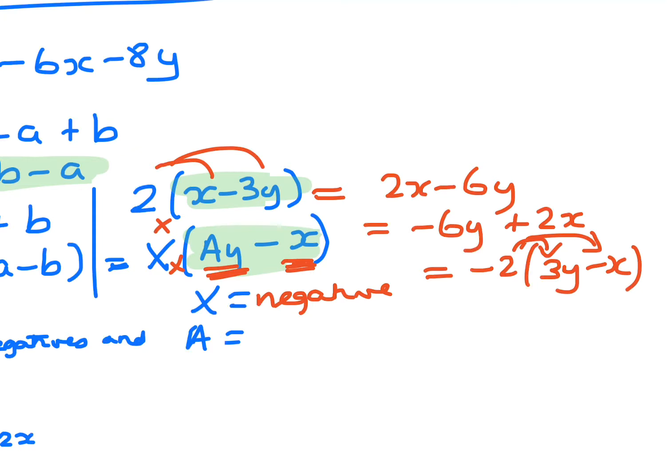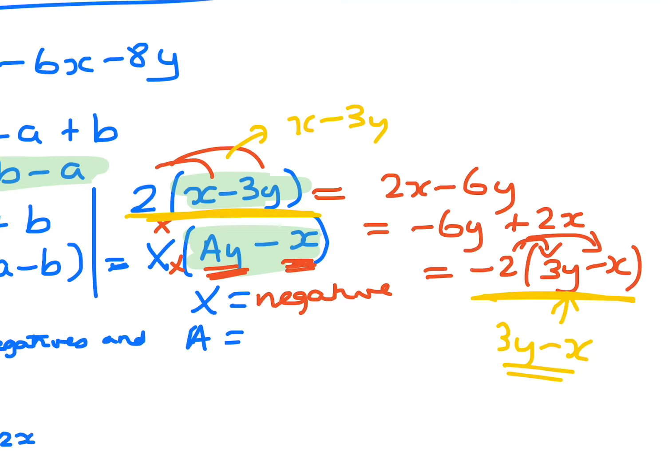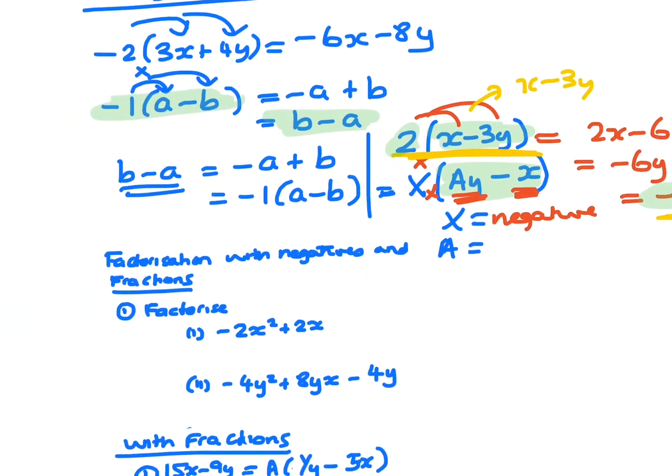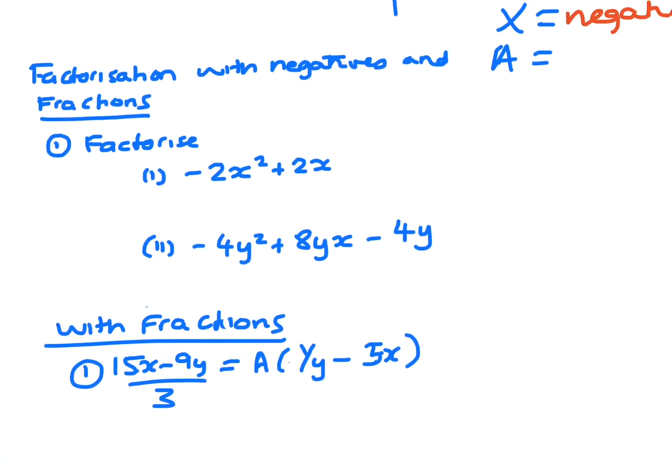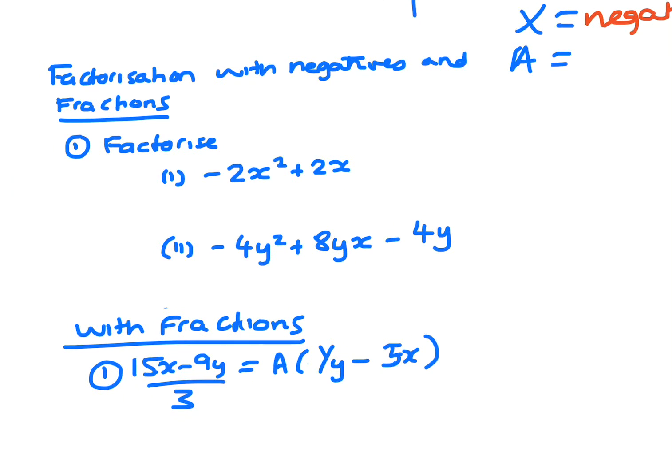So what I want you to look at is the difference between this one here and this one here: that's x minus 3y, and this one is 3y minus x. So by taking out the minus in front of the 2, you actually flip the whole thing around and it goes the other way. And that technique you'll see in some of these questions here. So first of all, we're just going to practice taking a negative out.